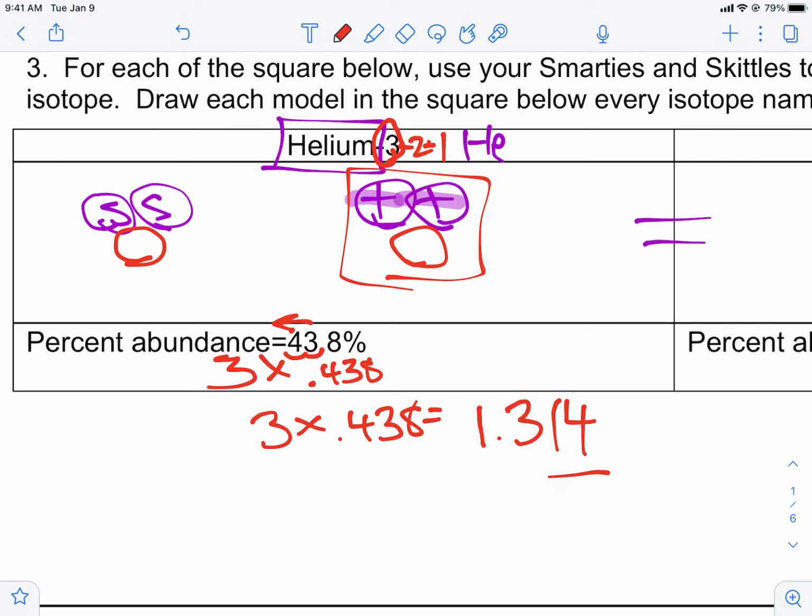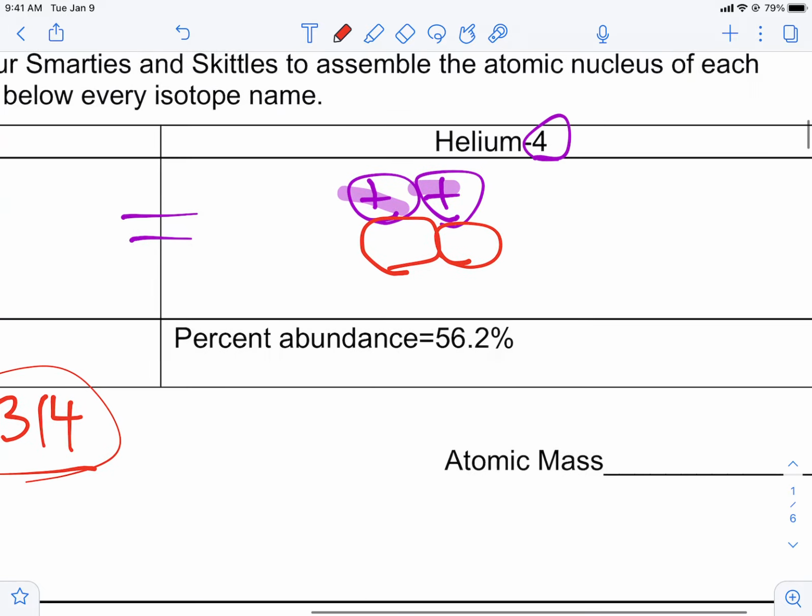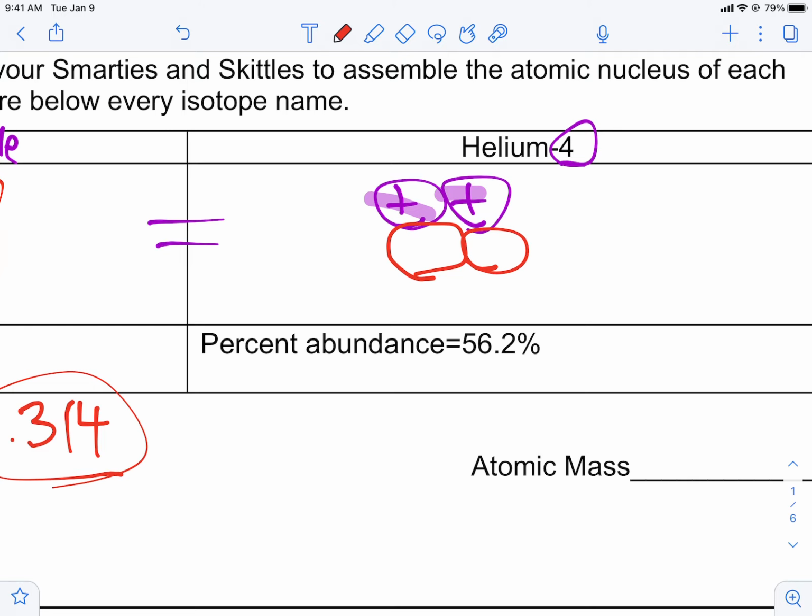Now we do the same thing for the next side, except we have different numbers. So we take the 4 in helium-4 and we multiply that by the decimal of the percent abundance of 56.2%, which gives us, again, move the decimal 2 spots to the left first, 0.562. So we have 4 times 0.562, which will equal 2.248.